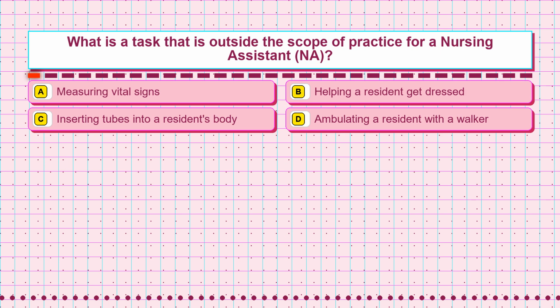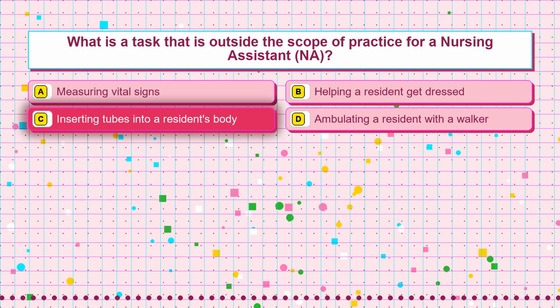Question 86. What is a task that is outside the scope of practice for a nursing assistant, NA? Option A. Measuring vital signs. Option B. Helping a resident get dressed. Option C. Inserting tubes into a resident's body. Option D. Ambulating a resident with a walker.